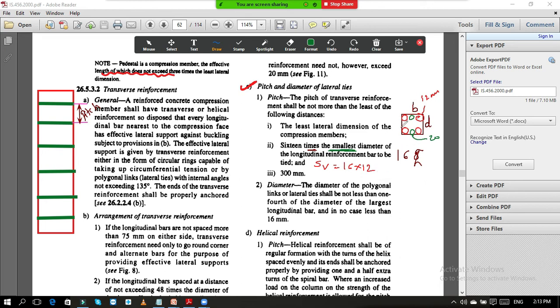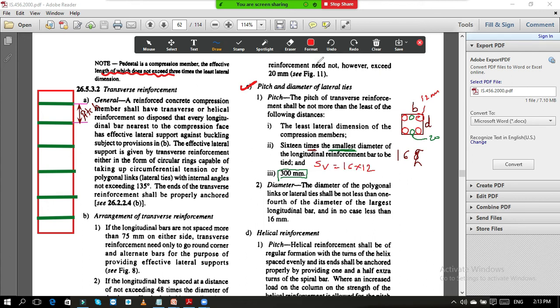If the diameter of all the bars is equal, then there is no problem. If various diameters are there, suppose 4 bars of 12 mm, then 2 bars of 20 mm, or 2 bars of 16 mm, likewise, then out of those you need to consider the smallest bar diameter. And in no case should the spacing or pitch be more than 300 mm. So this is regarding the pitch.